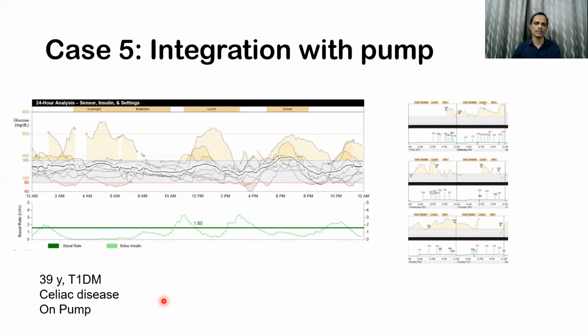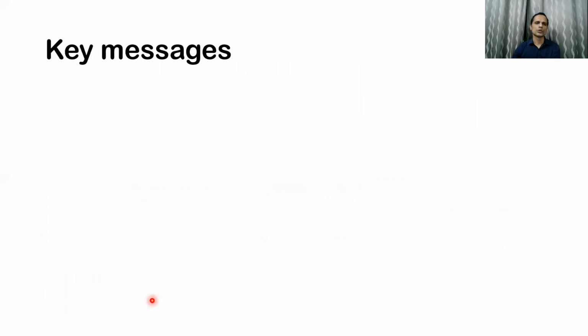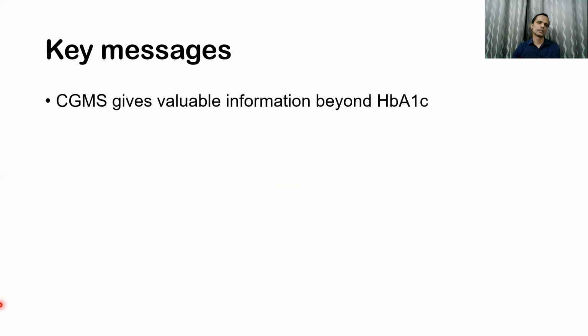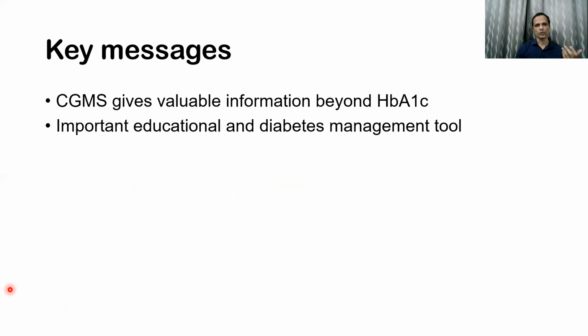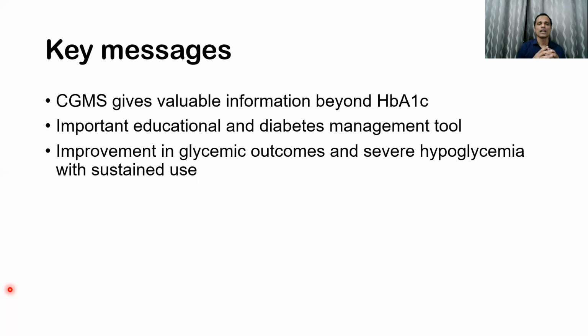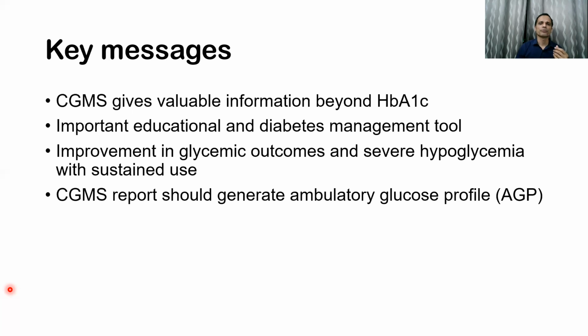people using insulin pump. So to end my talk, I would give some key messages, namely that CGM is a valuable tool and it gives information beyond HbA1c, which it turns out does have a lot of implications with respect to complications and other outcomes. It is an important educational tool also, it gives a very nice visual analysis. There is improvement in glycemic outcomes and severe hypoglycemia with sustained use.